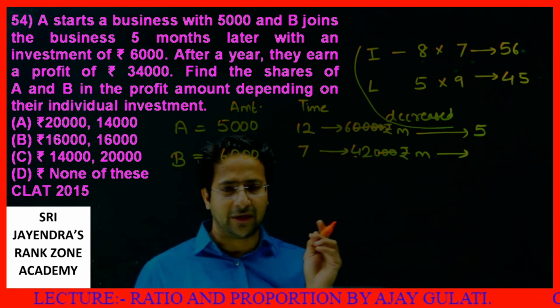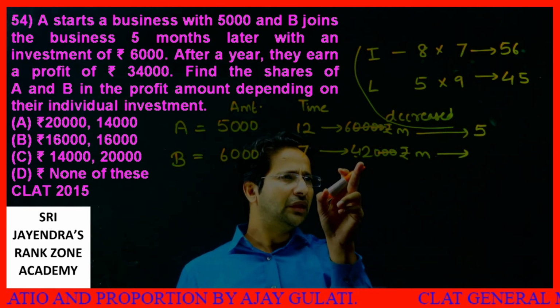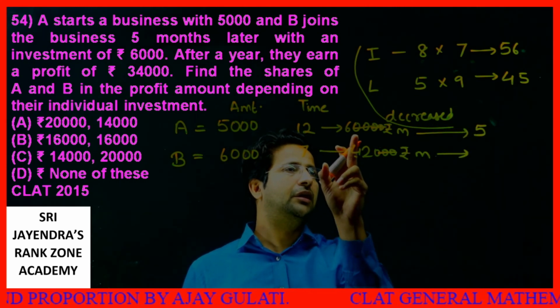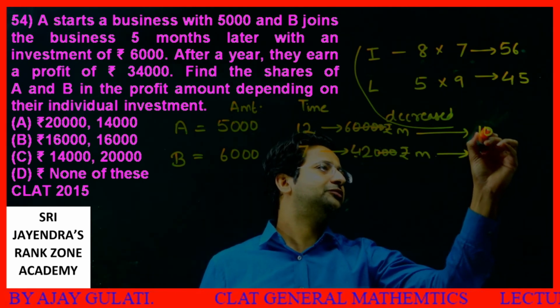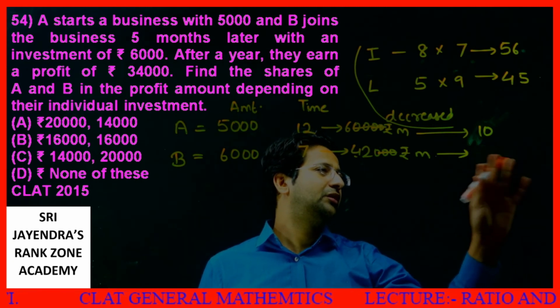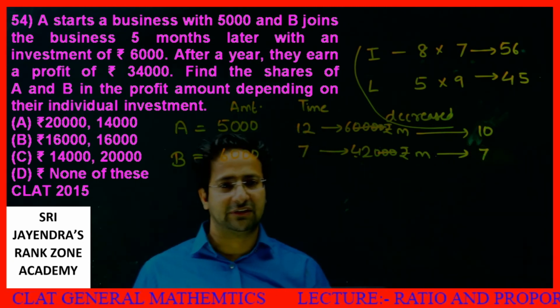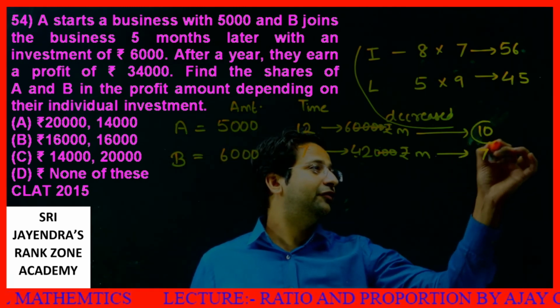Am I making a mistake? Sorry, yeah, this is 10 is to 7. If you cancel these by 6, this becomes 10, this becomes 7. 10 is to 7, this is the ratio of their investment. This is clear to everyone. This is the ratio of investment, 10 is to 7.